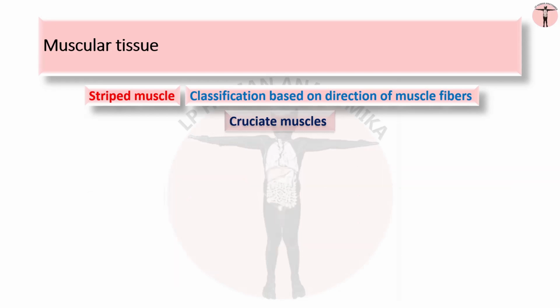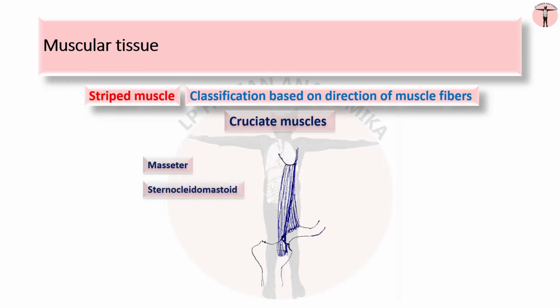In cruciate muscles, the fourth type of classification based on direction of fibers, the fasciculi are crossed in the form of X, hence called cruciate muscle. The masseter and the sternocleidomastoid muscles belong to this category because their muscle fibers are arranged in superficial and deep planes crossing like X. Adductor magnus is another example.